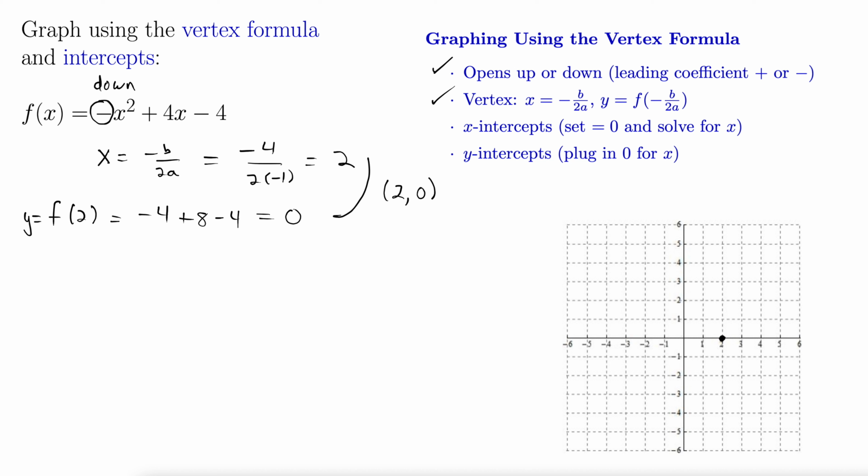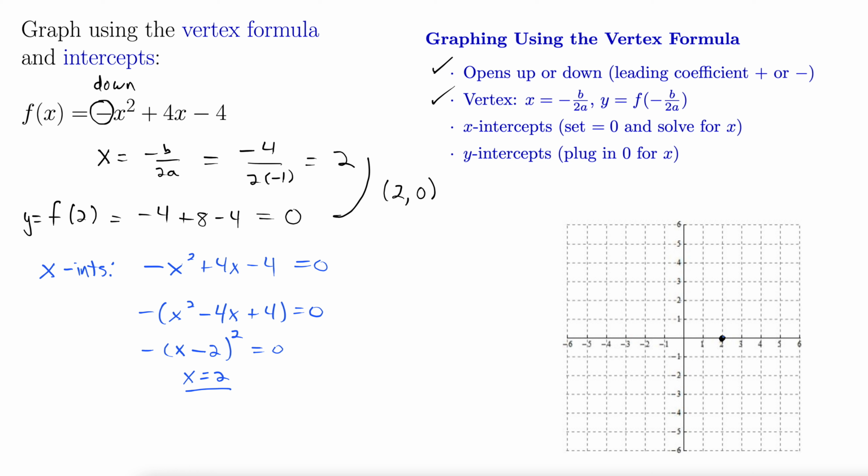So to do that, x-intercepts. We set the whole thing equal to 0, negative x squared plus 4x minus 4 equals 0. Well, this is hard to factor with a negative in the front, so I want to factor that negative out. That changes the signs of everything left behind. So x squared minus 4x plus 4 equals 0. Well, this is a perfect square trinomial, so this is actually (x minus 2) squared equals 0. The only way this can be true is if x equals 2.